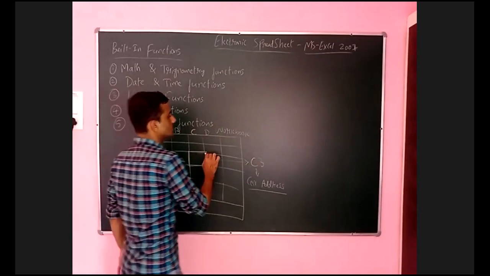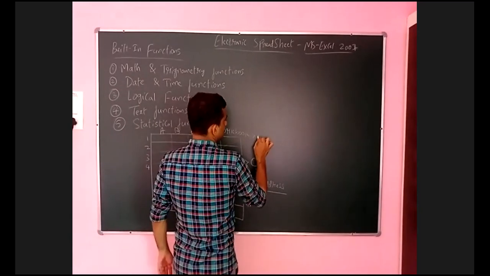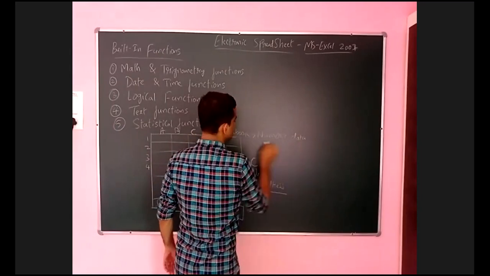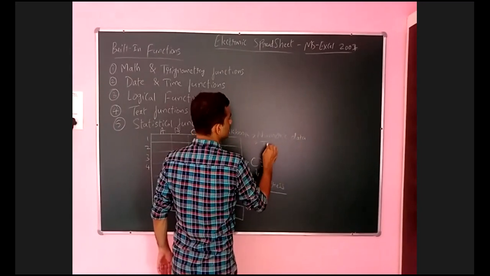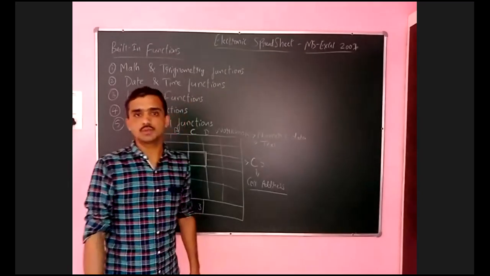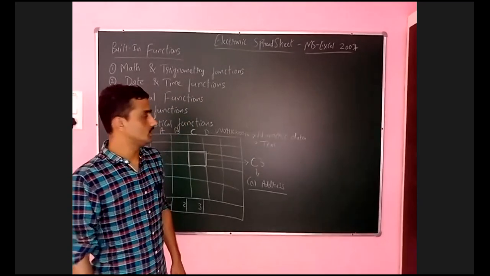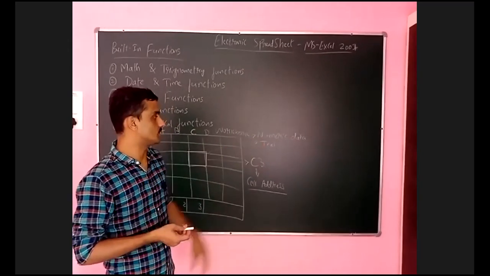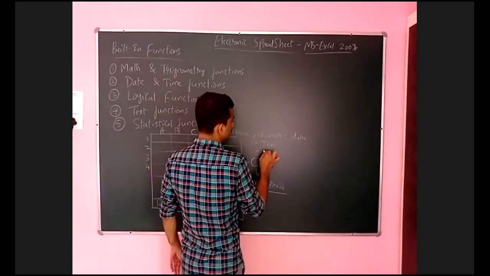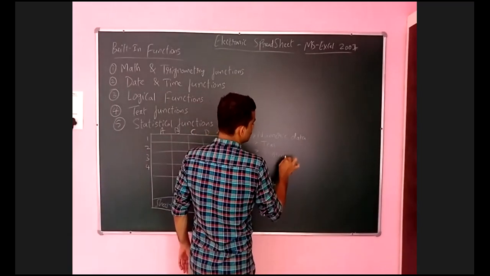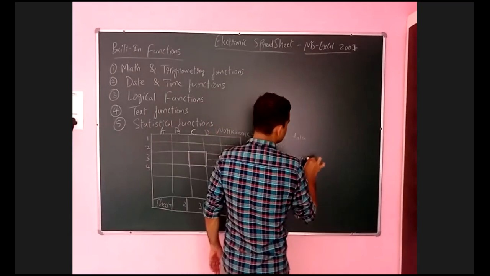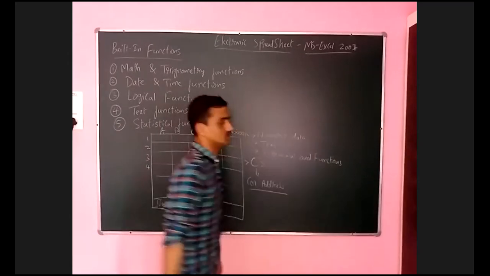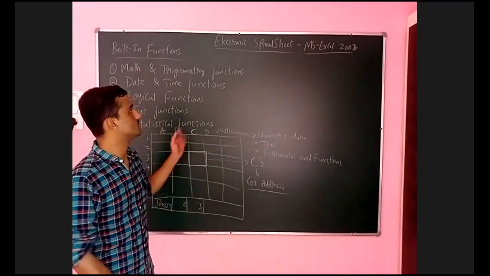In this cell, you can enter numeric data, and you can enter text data, which is a mixture of numbers and characters: alphabets, capital letters, small letters, symbols, whatever you want to enter. That is the text form. And one more thing: you can enter even formulas and functions. This is a very important point. Now we will discuss formulas and functions.